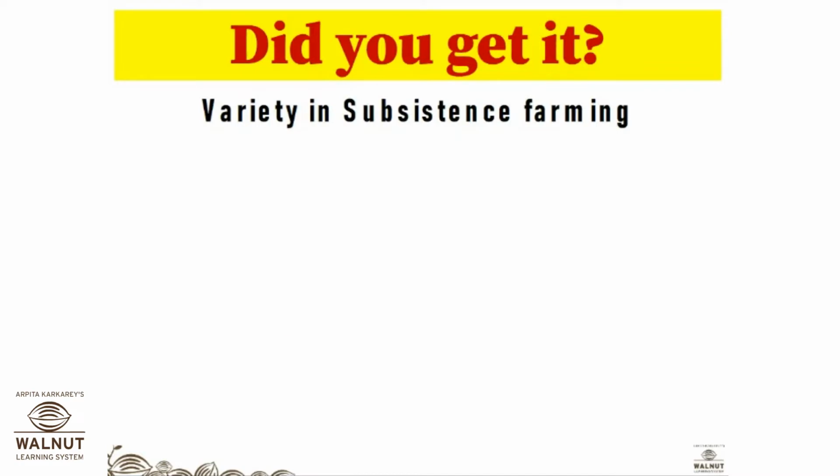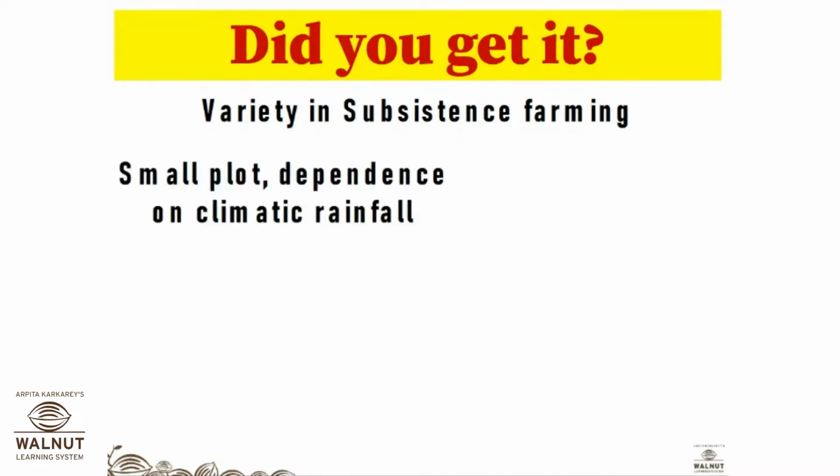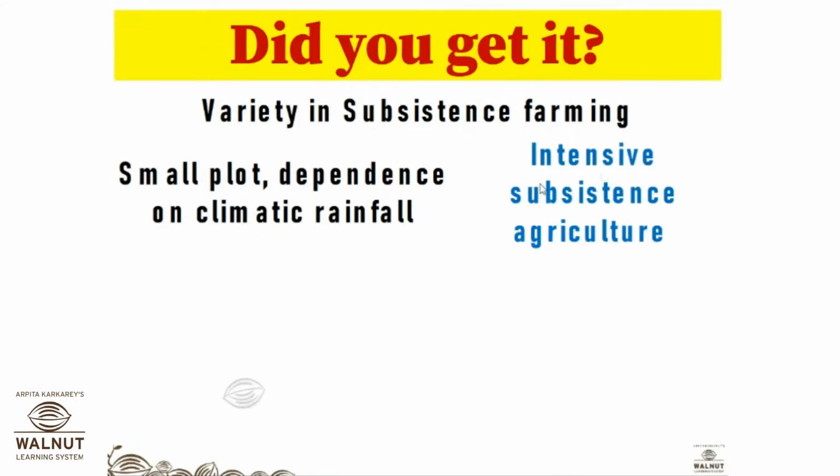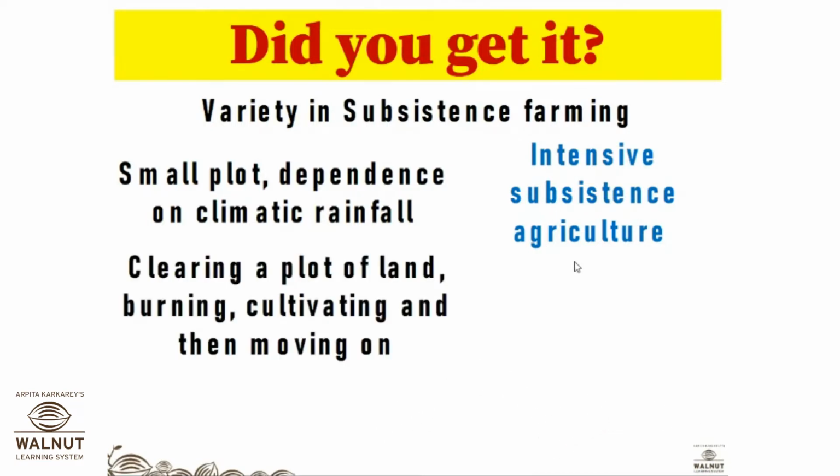Now we'll move ahead. That variety in subsistence farming, small plot, dependence on climatic rainfall, is known as intensive subsistence agriculture, which we already have discussed. Clearing a plot of land, burning, cultivating, and then moving on. This is known as shifting cultivation, as I told you.